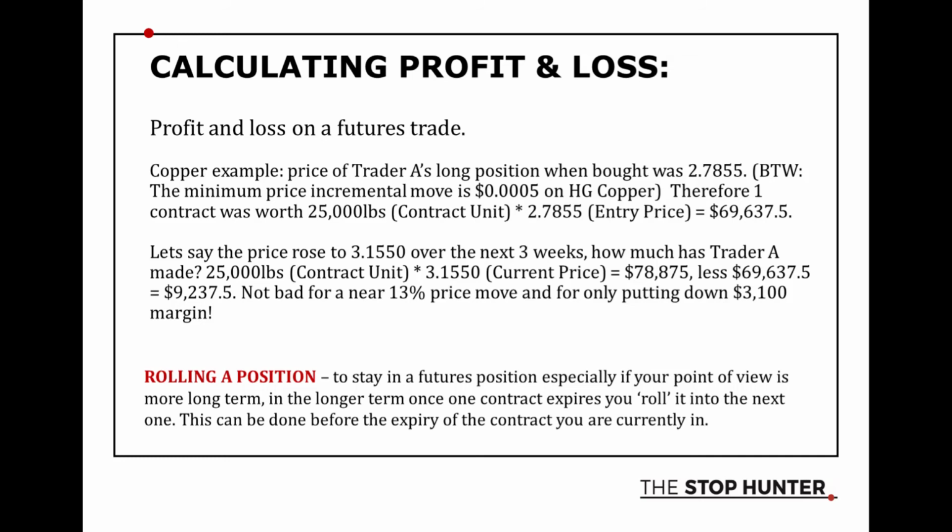Now let's say the price went up to 3.155 over the next 3 weeks. How much has the trader made? So if we go through that same mathematical process again, the value of the contract is now worth 78,875. We take the two away from each other, which means $9,237 profit. But remember, you only put down $3,100 of margin on that trade. You never paid the full amount of the contract. So that's a pretty decent return on a 3,100 deposit, nearly 3 times the amount. So that's the beauty of margin and leverage.